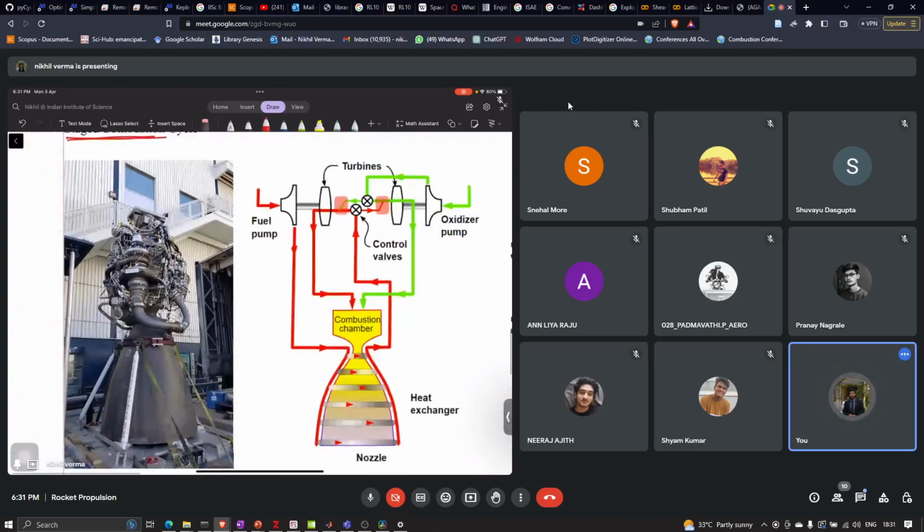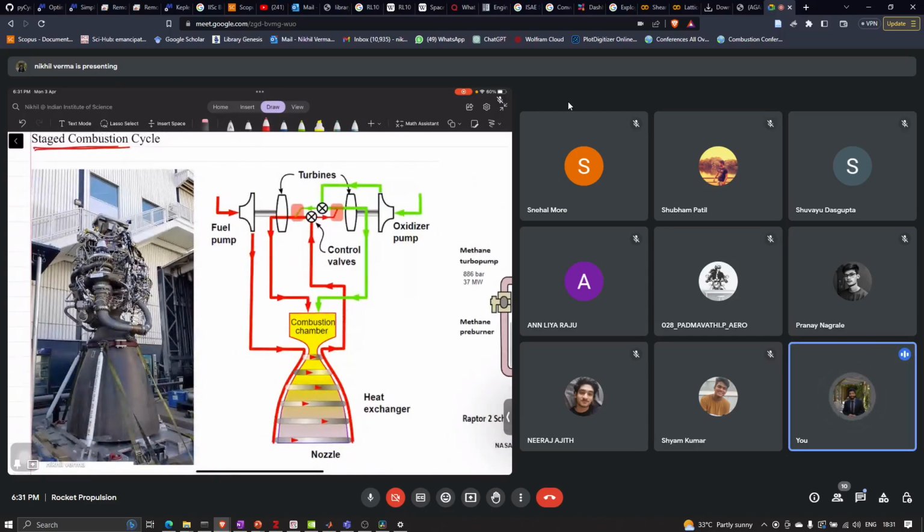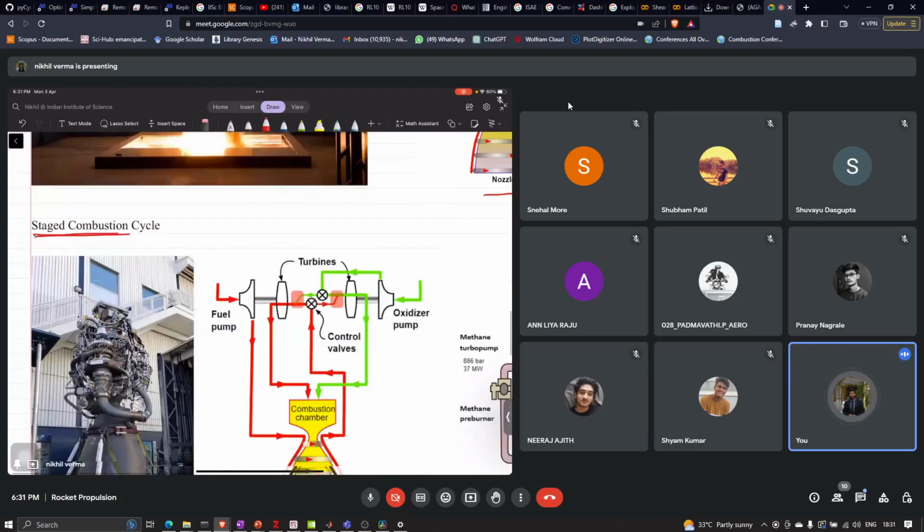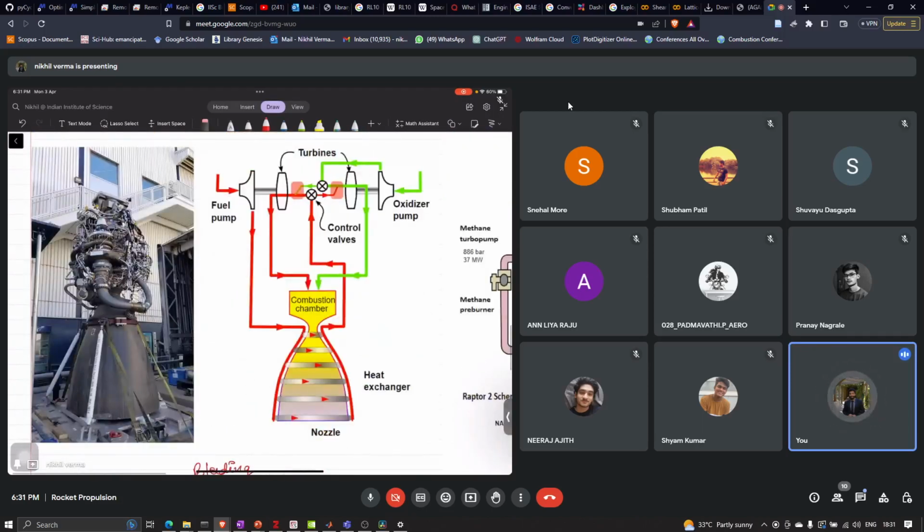Now there is another cycle, known as staged combustion, which, instead of eliminating these gases directly into the atmosphere or ambient, after the turbine supplies them into the combustion chamber. Let us go through the cycle again. We have fuel tanks, this one for fuel and this one for the oxidizer.